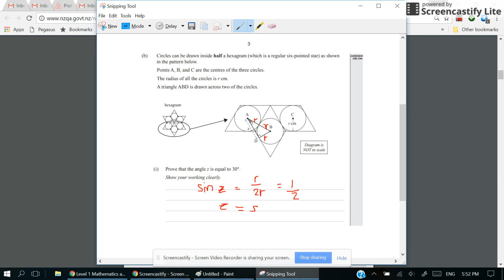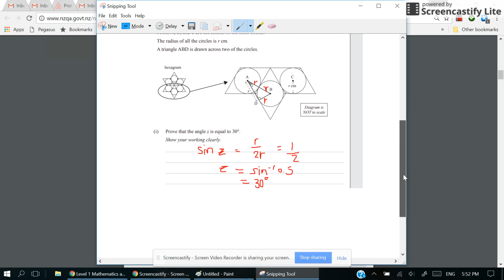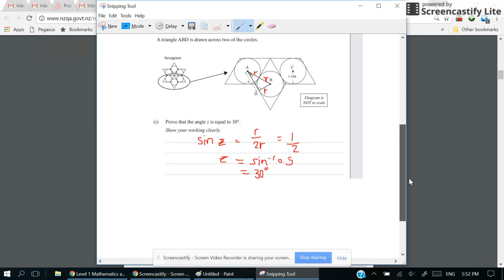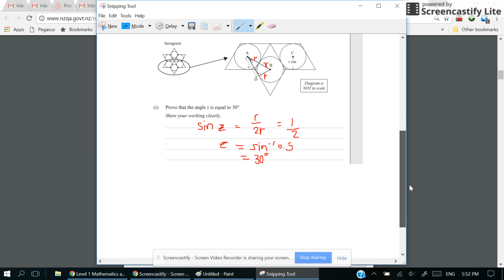The other way you can write it is sine inverse of 0.5 equals 30 degrees. So that's how you prove that. That's very easy. There are other ways you can do this as well, but I think that's probably what they were hoping for you to get.